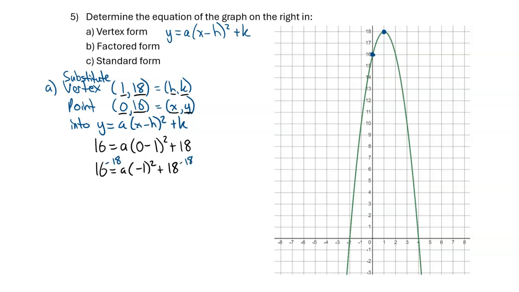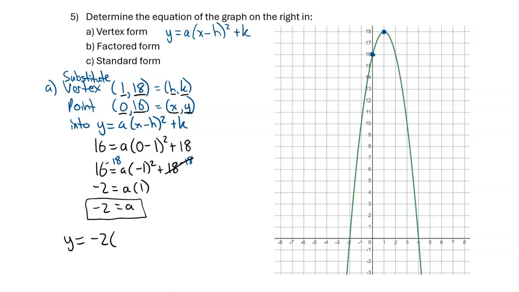So I'm going to subtract first. So SAMDEB I'm using here, rather than VEDMIS, the reverse order of operations. And so now I've got -2 equals a times -1 squared. -1 squared is 1. And so now I can divide by 1, because it works out, there's nothing to divide by. So it's really nice this way.